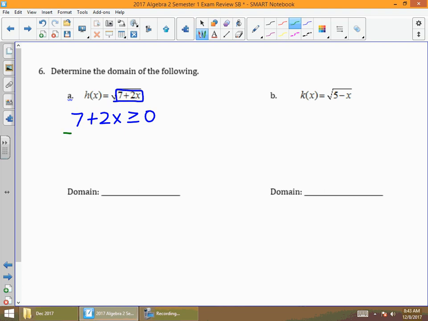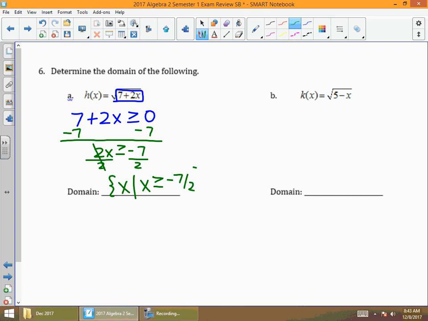So we're going to subtract 7. And then divide by 2. So for your domain in set notation, you'd say all values of x such that x is greater than or equal to negative 7 over 2.